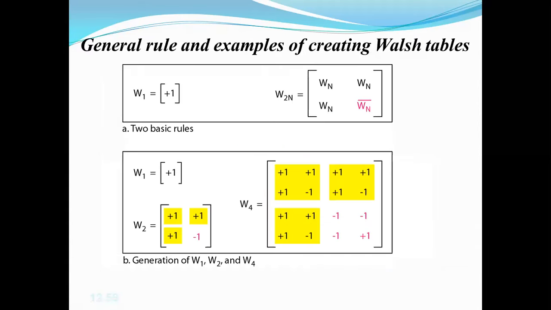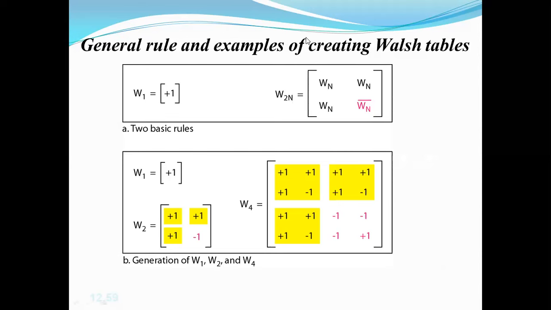Now the final thing we need to discuss is the Walsh table. What is the meaning of a Walsh table? This is what we normally use for sequence generation. You need to generate a sequence, and to generate a chip sequence, we use a Walsh table, which is a two-dimensional table with an equal number of rows as well as columns.